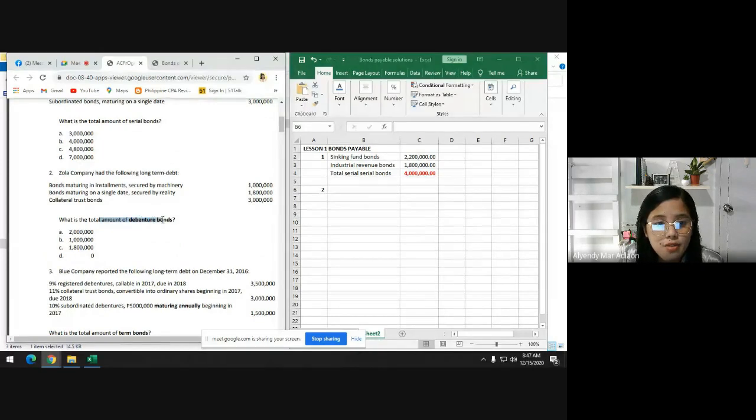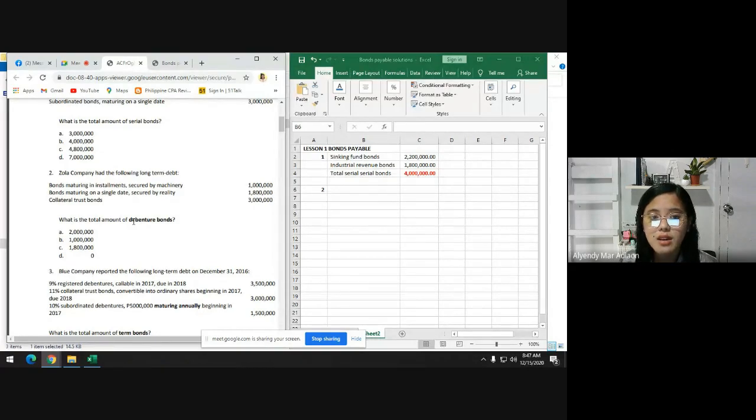Next, number 2. What is the total amount of debenture bonds? What do we mean by debenture bonds? Those are bonds without collateral. We have three types of bonds according to whether secured or unsecured. According to security, first, mortgage bonds, second, collateral trust bonds, and third, debenture bonds. Mortgage bonds are secured by real properties. Collateral trust bonds are secured by stocks or bonds of another corporation. But debenture bonds are without security, not secured by anything, just an ordinary bond.